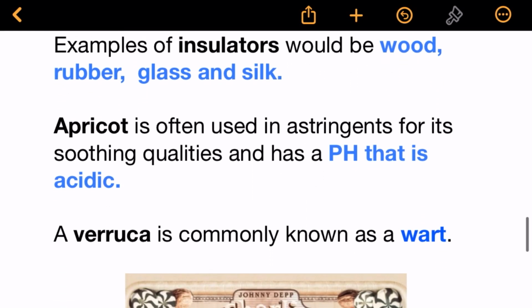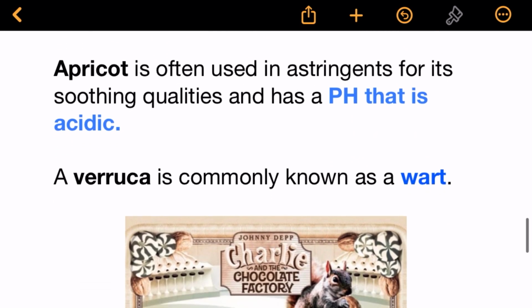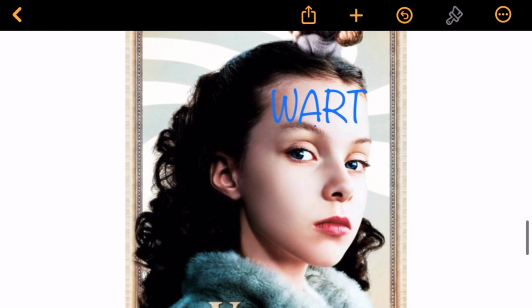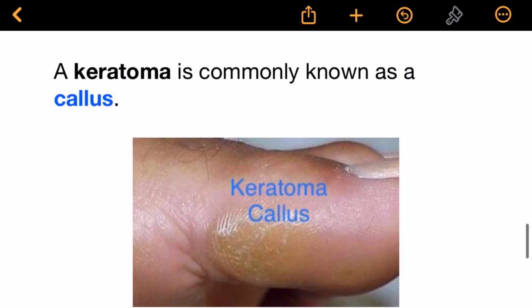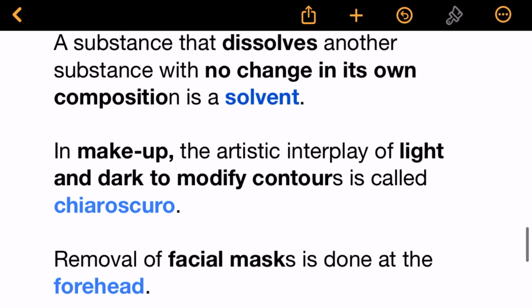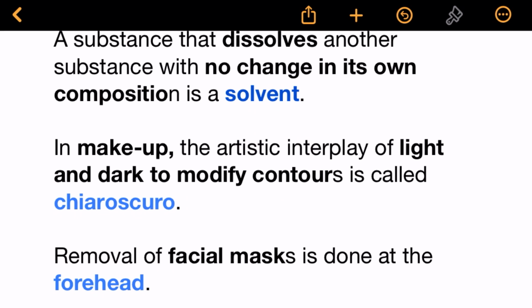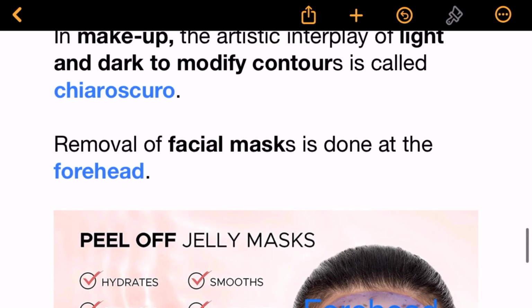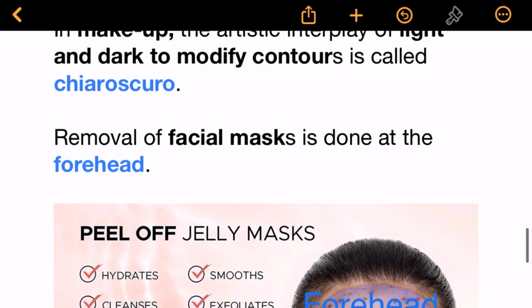Apricot is often used in astringents for its soothing qualities and has a pH that is acidic. A verruca is commonly known as a wart. A keratoma is commonly known as a callus. A substance that dissolves another substance with no change in its own composition is a solvent. In makeup, the artistic interplay of light and dark to modify contours is called chiaroscuro.